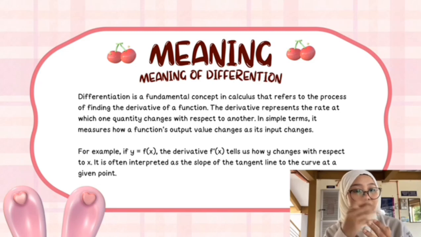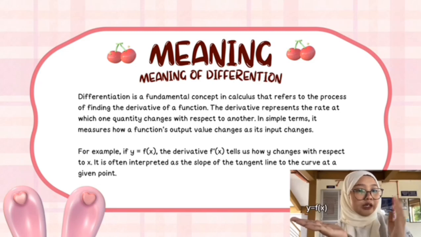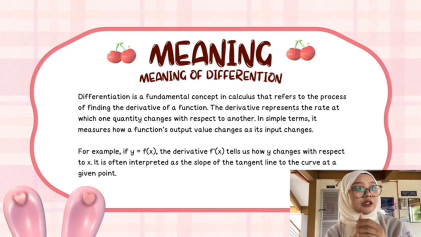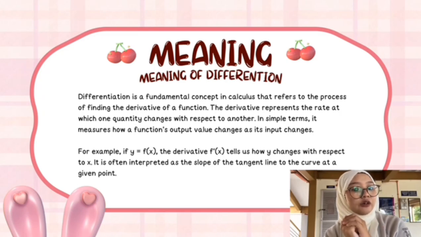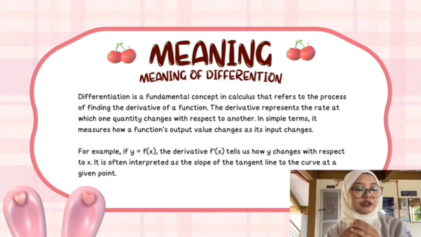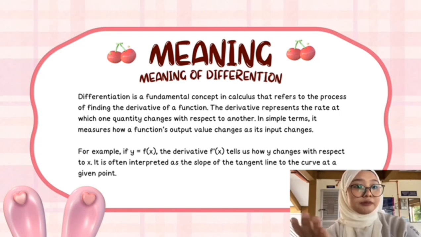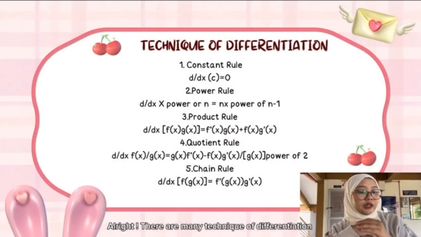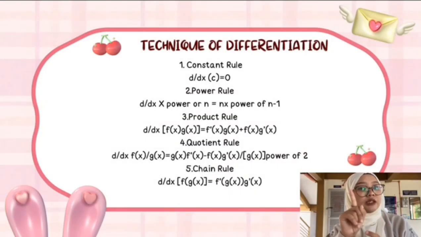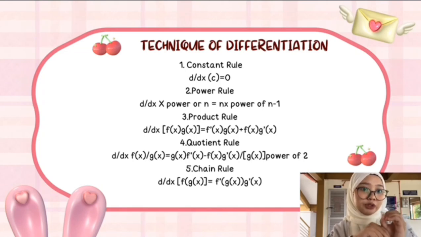For example, the derivative tells us how y changes with respect to x. It is often interpreted as the slope of the tangent line to the curve at a given point. There are many techniques of differentiation. One of them is the constant rule, which is d/dx of a constant equal to 0.